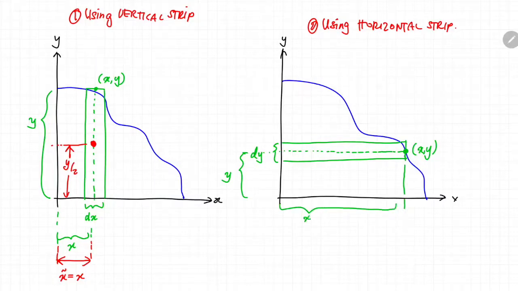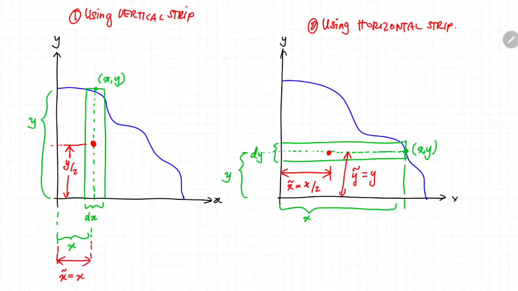If we want to define the centroid of this particle, then along the x-axis, the x curve would be equivalent to x over 2, half of it, only half of the strip. Whereas the y curve, the coordinate of the particle along the y-axis, is equivalent to y.